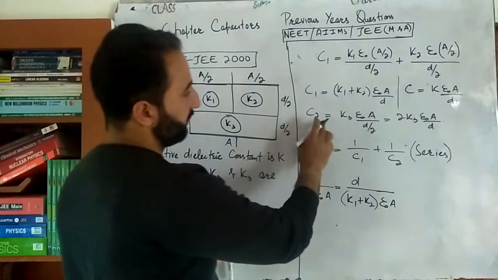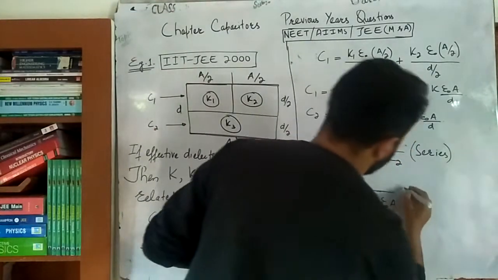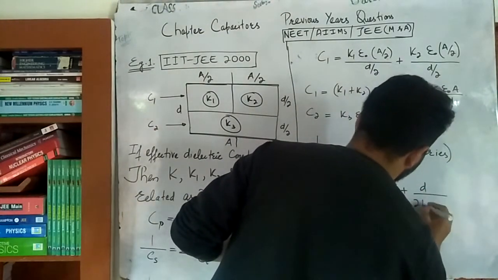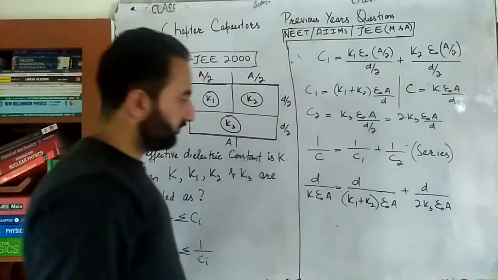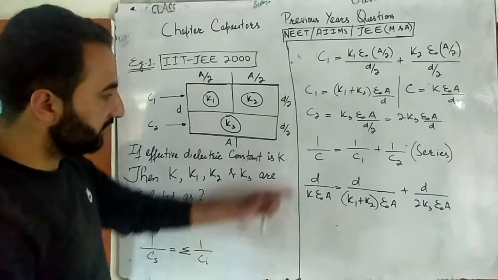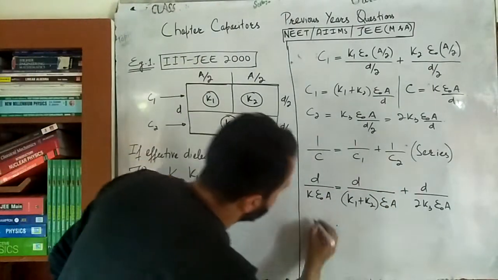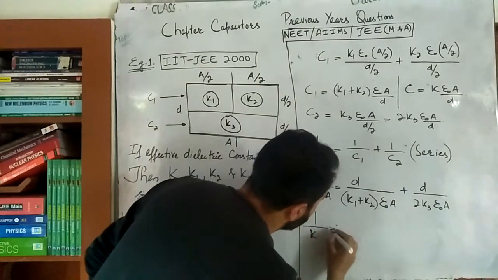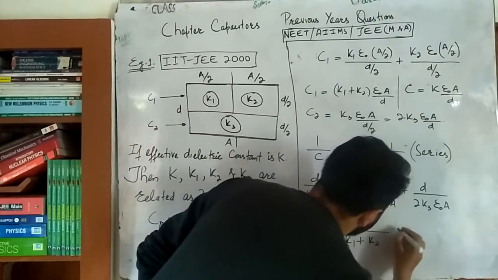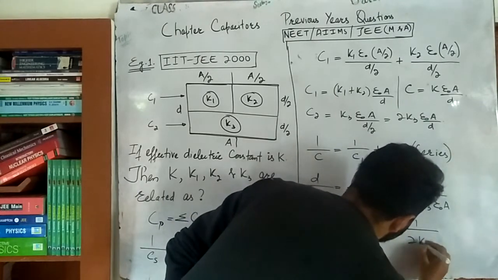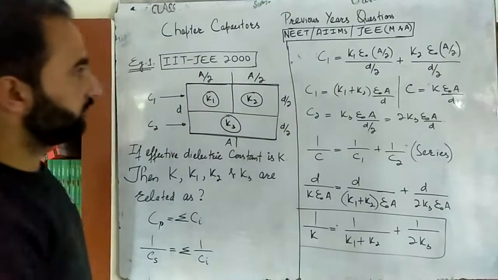Fine. Then so this is 1 by C1. Then we have 1 by C2, so iska ulta, plus D divided by twice K3 into epsilon naught A, and we are done. Simply what will cancel is D divided by epsilon naught A will cancel out on both sides. So we have this very equation where 1 by K is equal to 1 divided by K1 plus K2 plus 1 divided by 2 times K3. And this is the answer. Problem done.